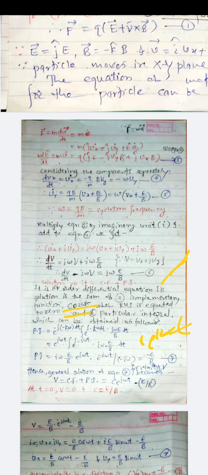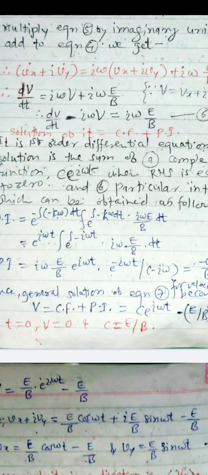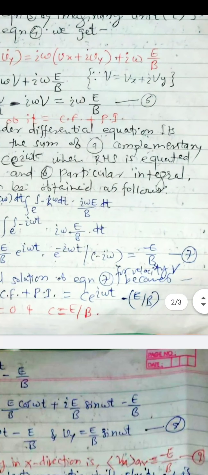And the second part of the solution of equation 6 is the particular integral. To have the particular integral as a solution, the RHS of equation number 6 is taken as it is, equal to i omega E upon B. Then the particular integral will be i omega E upon B e raised to i omega t into e raised to minus i omega t upon minus i omega, and it is simply equal to minus E upon B.